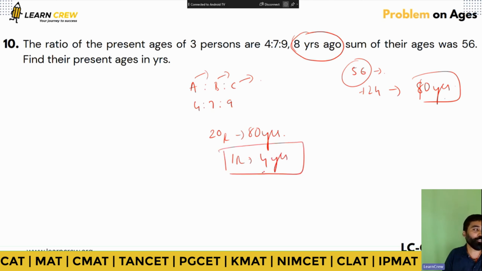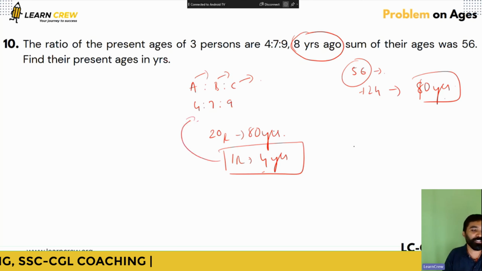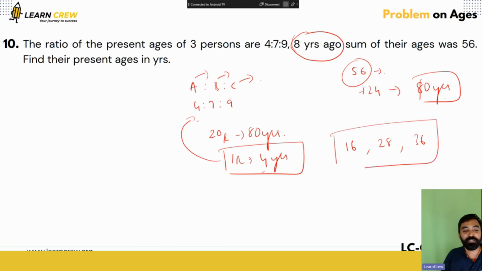If single R equals 4 years, what are the present ages in years that they asked? You can directly substitute here: 4 into 4 is 16, then 4 into 7 is 28, and 9 into 4 becomes 36. This becomes the present ages.